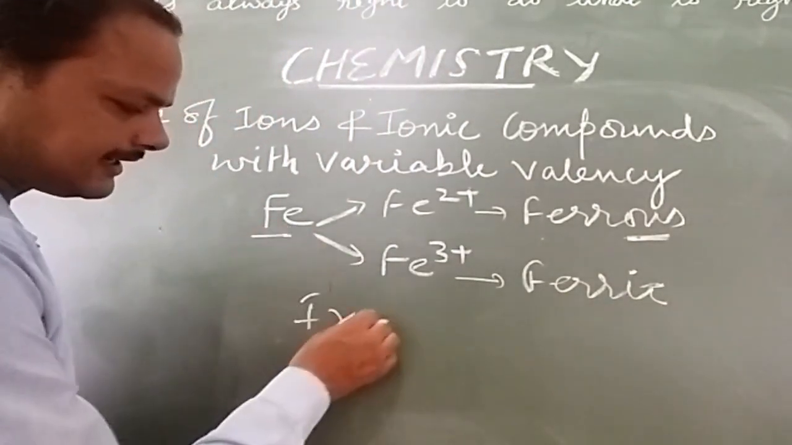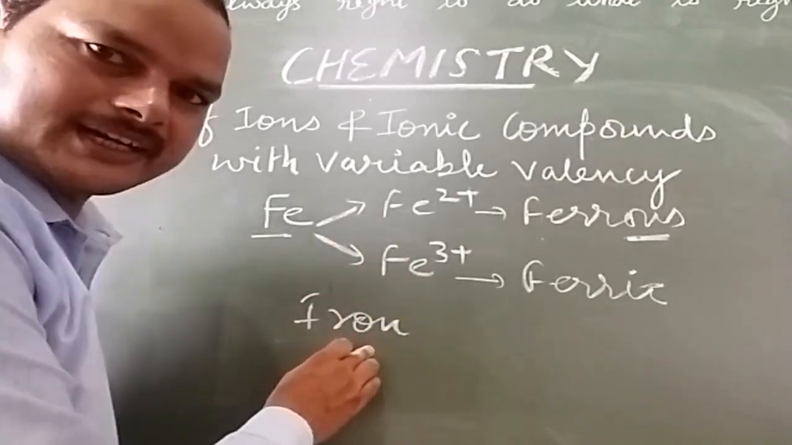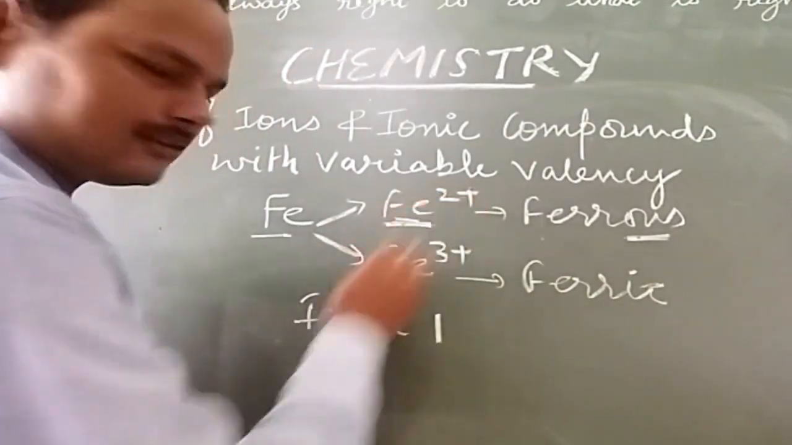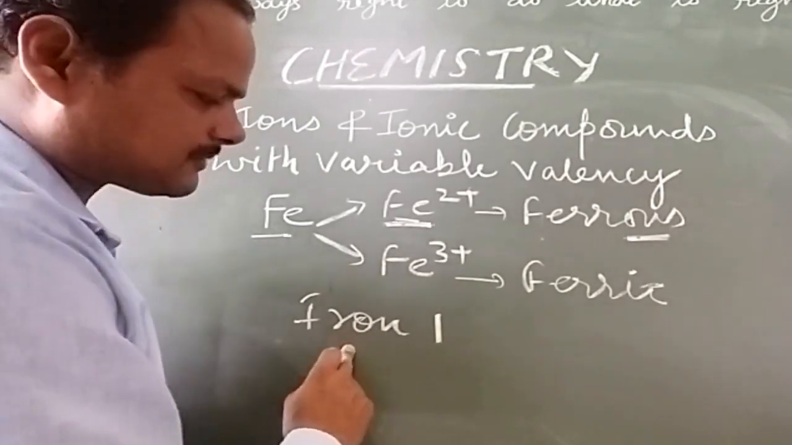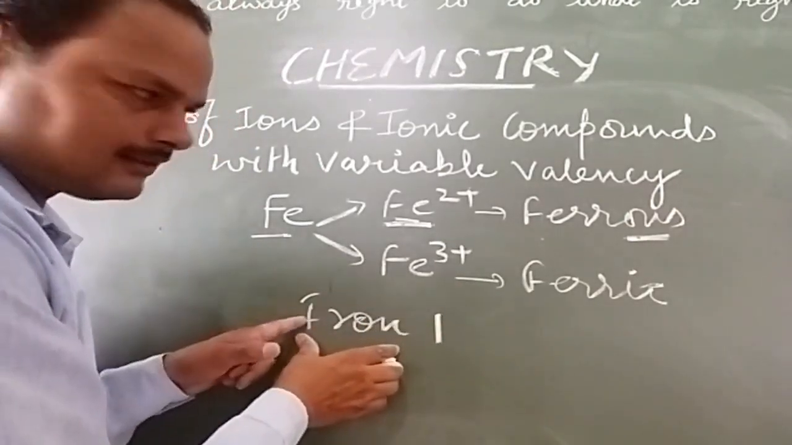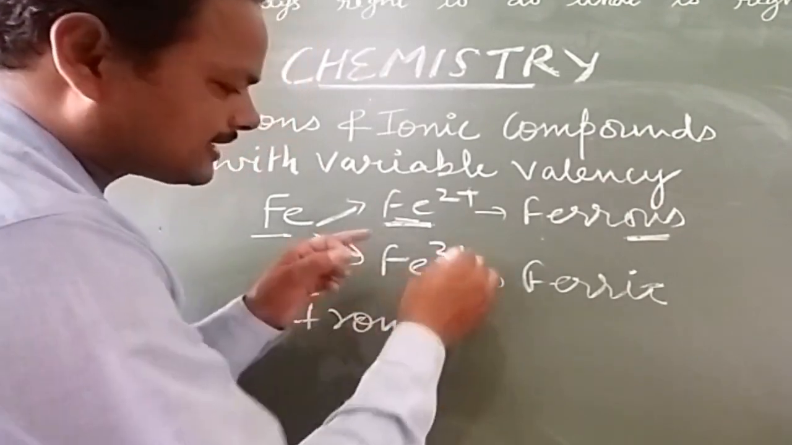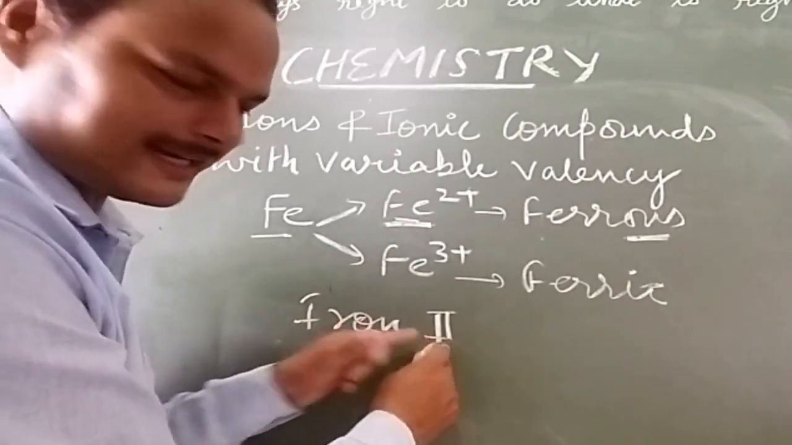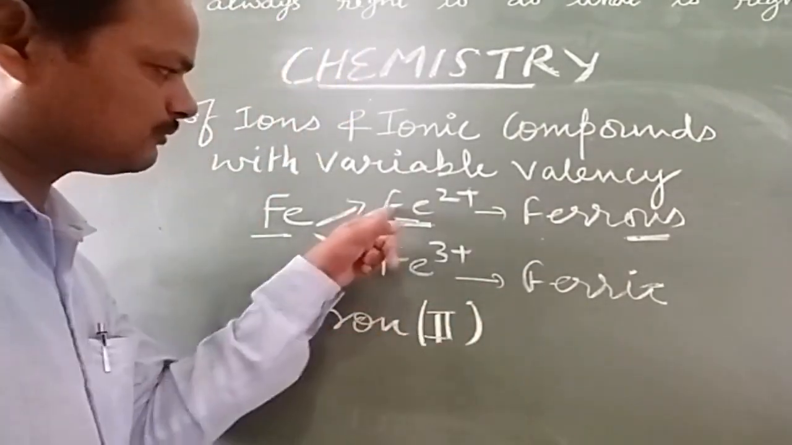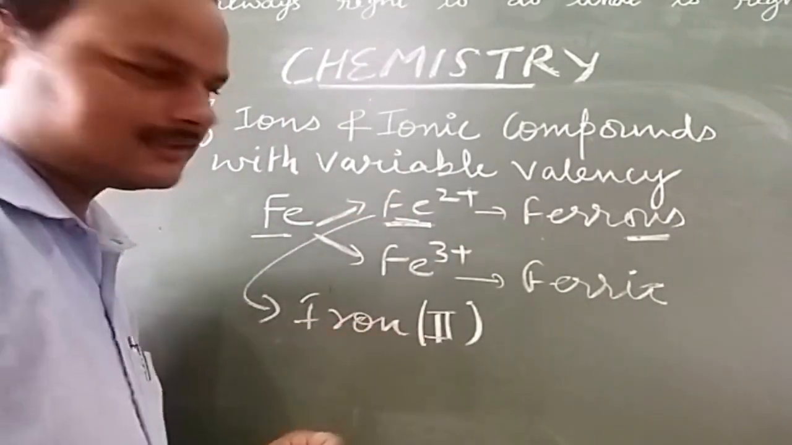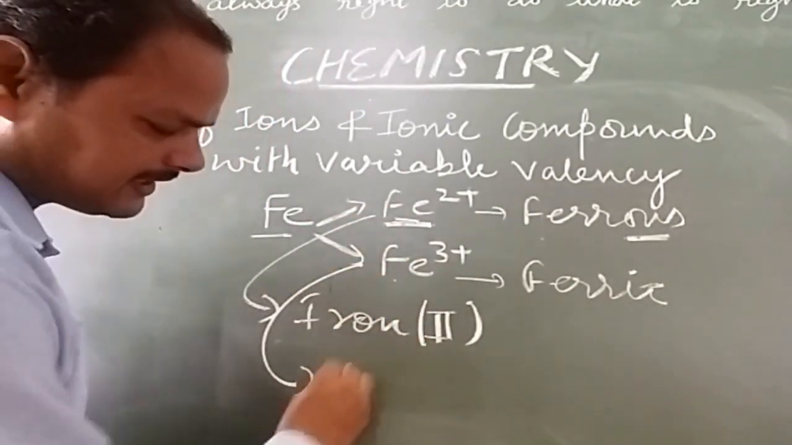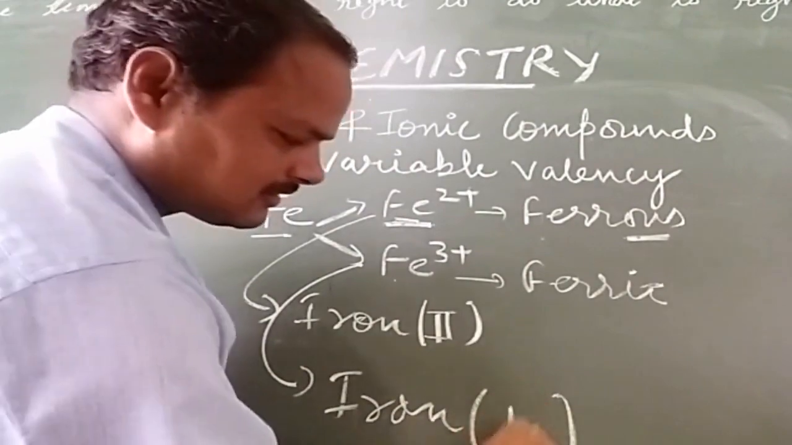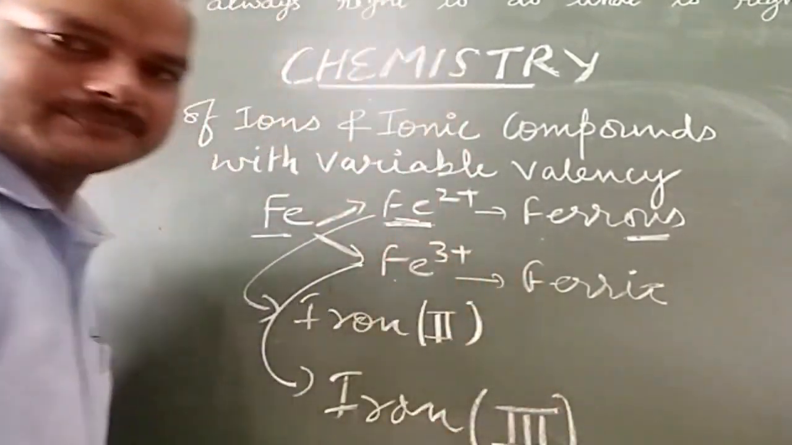And the new notation will be iron, and just after the name write the valency. For example, I am writing the name of this ion in the new concept, therefore iron, and within brackets we must write the valency shown by that ion. Plus 2 means in Roman numerals second. The name of this ion will be iron second, and in the same way for this ion the name will be iron and the valency is 3, so within brackets just after the name we write Roman numeral third.